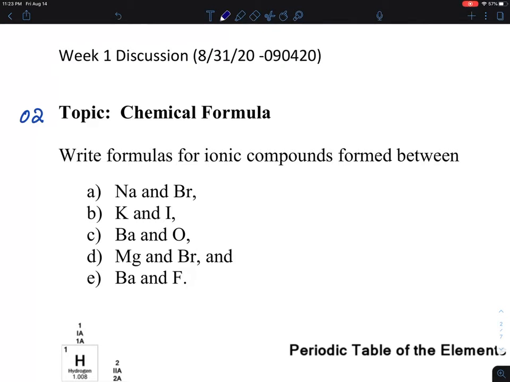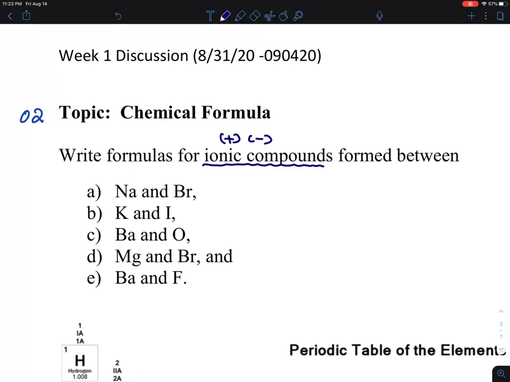So this is topic number 2, discussion problem week number 1, which is about chemical formula. Write formulas for the ionic compound formed between the following species. An ionic compound is essentially a cation and an anion, and you have to figure out which one would prefer to be the cation, losing electrons, and which one likes to accept the electron to be a negative ion.